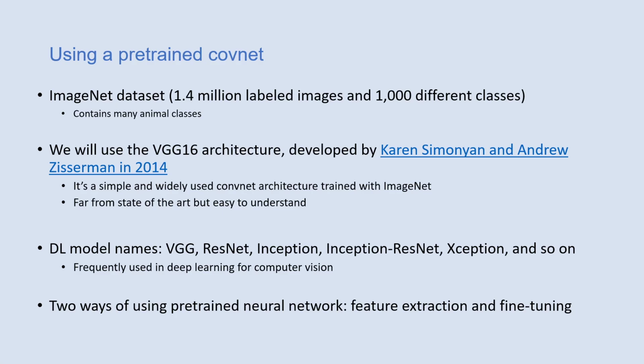Okay, for the pre-trained neural network example, we used the VGG16 architecture, which uses the Imagenet dataset, which has 1.4 million labeled images and 1,000 different classes, and contains many animal classes, which makes it good for the example. It's far from the state of the art, but it's easy to understand. And here are some examples of other pre-trained neural networks that can be used for computer vision. There are two ways of using pre-trained neural networks: feature extraction and fine-tuning. We're going to talk about the first now.